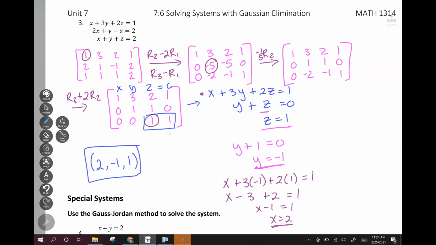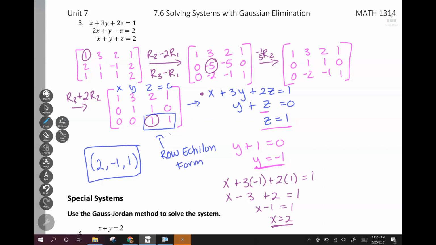So not much more challenging with 3 equations and 3 variables. Now, remember that this form that we have here is called row echelon form.